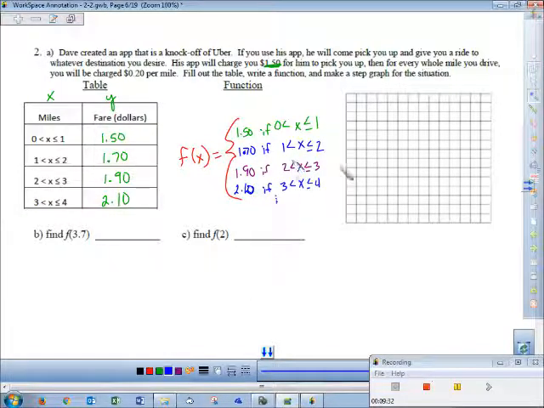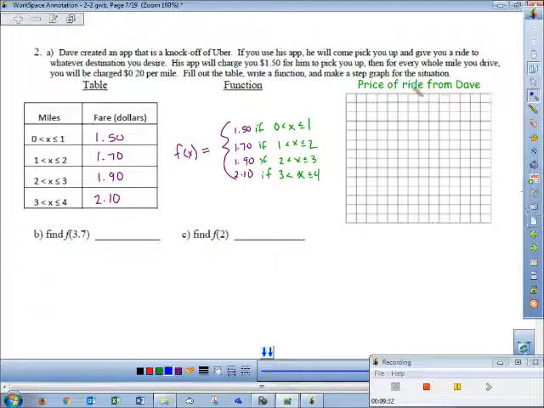And now let's title our graph. What do you think would be a good title for this? I'll give you a second to think about that. I think it's about the price of a ride from Dave. Anything that has to do with Dave and this ride. There is no perfect title on this. And then the x-axis label would be miles. We kind of have that figured out right here. And here's your y-axis label, basically.